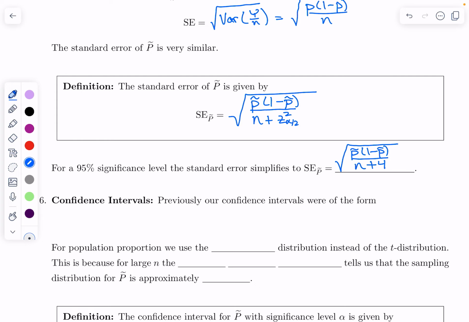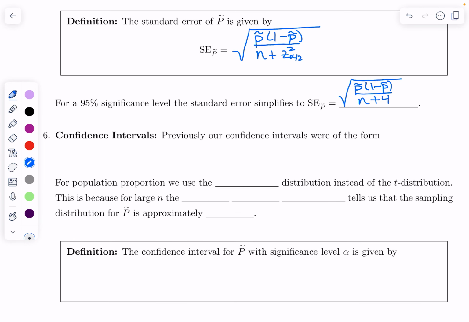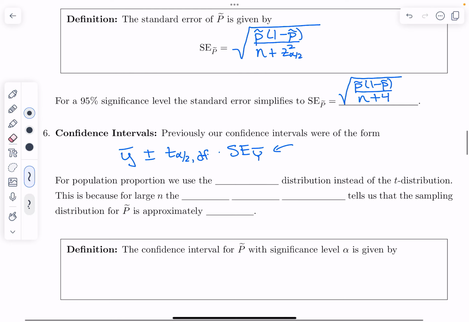Now that we have our standard error, we can construct our confidence intervals. So let's remember what a confidence interval looked like before. Before, we were estimating a confidence interval for the mean. So we had y bar plus or minus t sub alpha over 2 with the degrees of freedom times our standard error of y bar. And for a single sample, that was just sigma over square root of n.